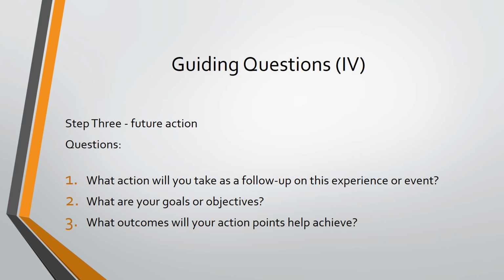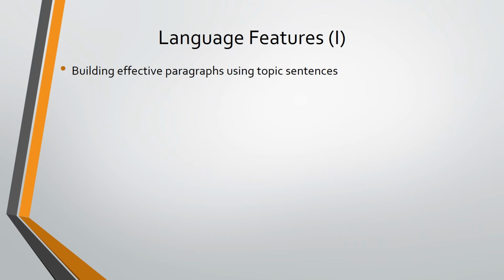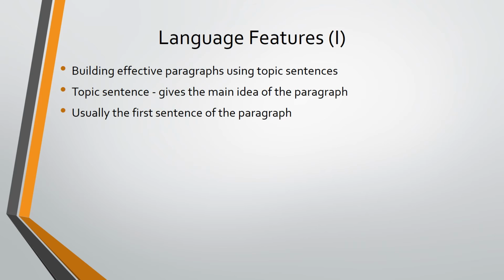We will now consider some of the language features of reflective writing. The first important feature: building effective paragraphs using topic sentences. A topic sentence gives the main idea of the paragraph and is usually the first sentence of the paragraph. It is followed by supporting details.